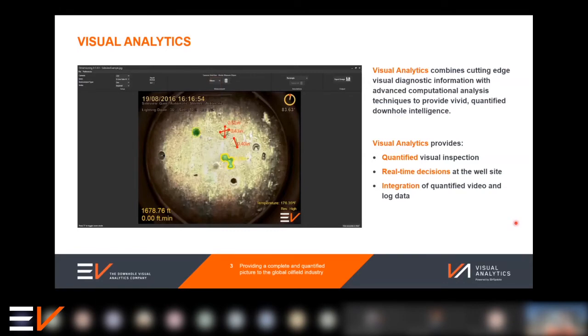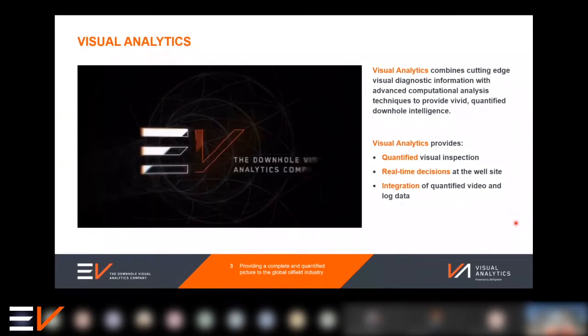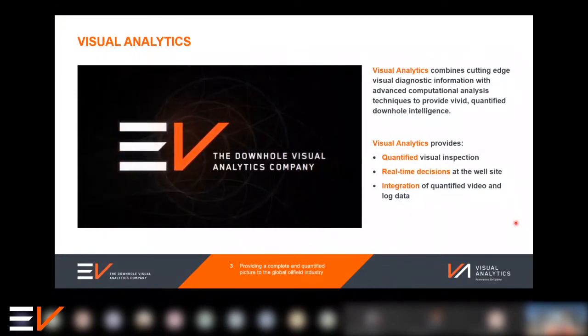You could be monitoring the performance of inhibition treatments, or even if you're looking at sand-induced erosion, how much this is happening and the rate of change, and potentially a time until this becomes critical. So with this information, we get a lot of information. You can see the exact root cause of the problem, its location, its extent, and the severity of it. So with that, we believe that quantified vision and visual analytics, as we call it, gives a very detailed understanding of the well conditions.